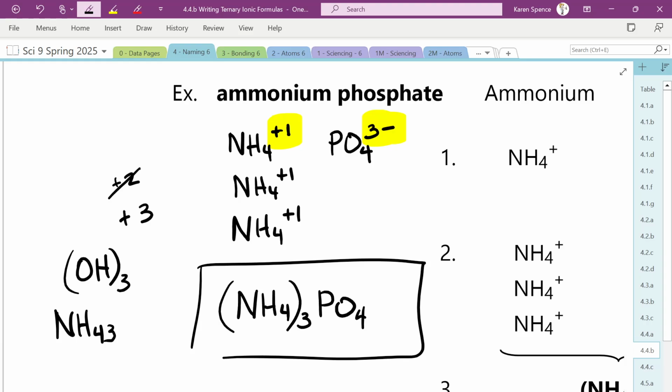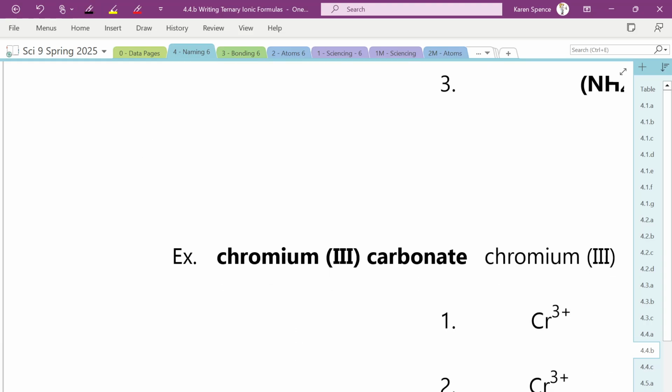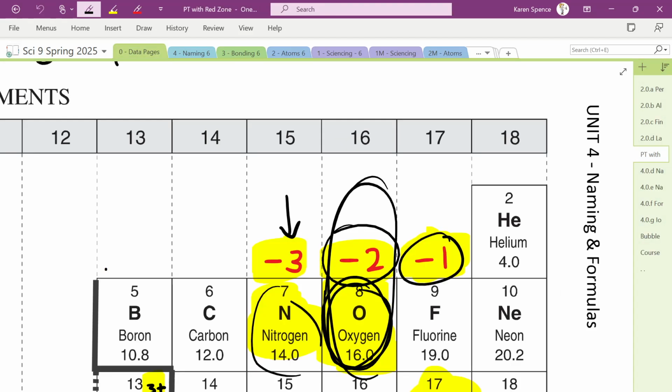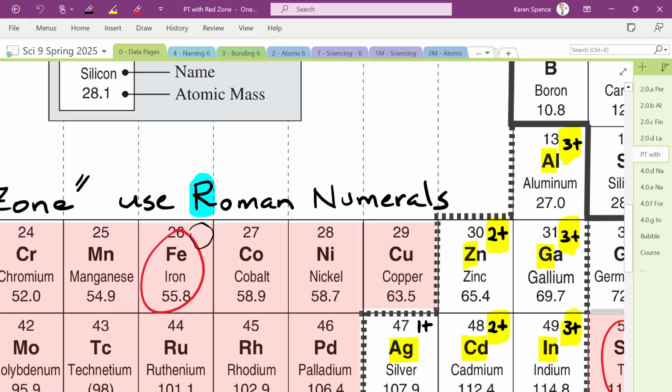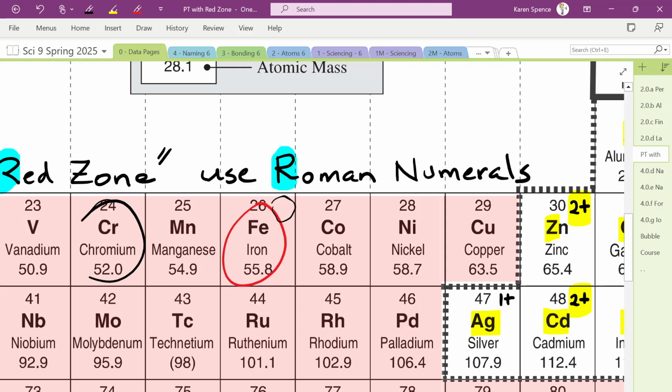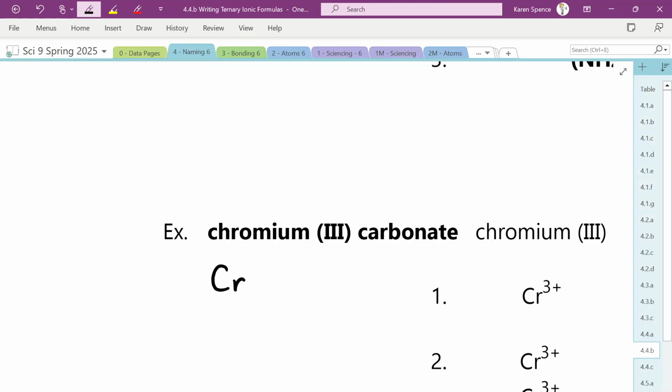Now let's do one that's probably as big and as bad as you're ever going to have to do. Big bad: chromium 3 carbonate. Chromium is Cr. Oh no, I don't know the charge of chromium. Whatever shall I do? How can I tell the charge of chromium? That little 3 tells you the charge of chromium.